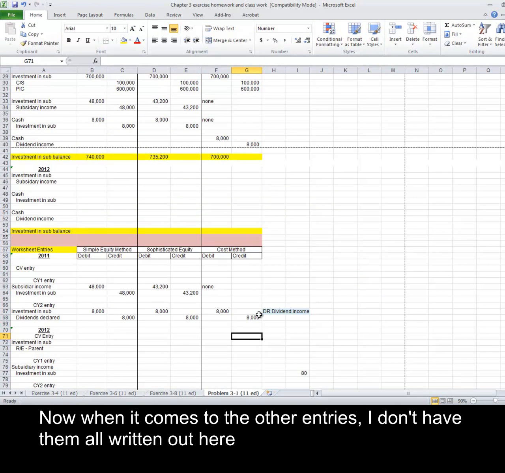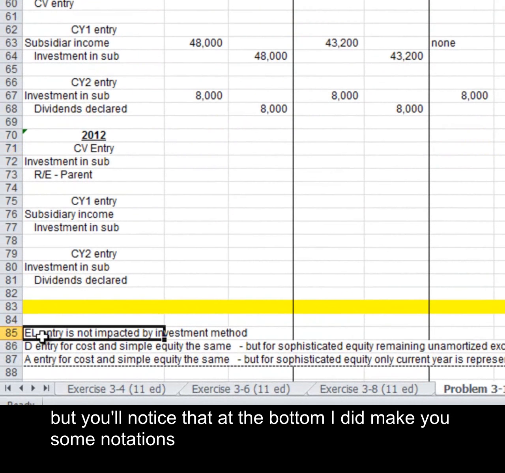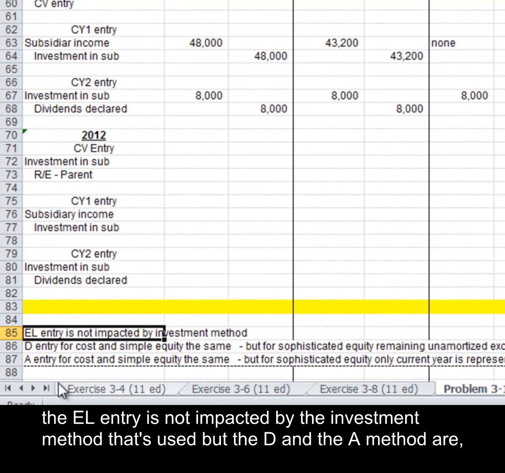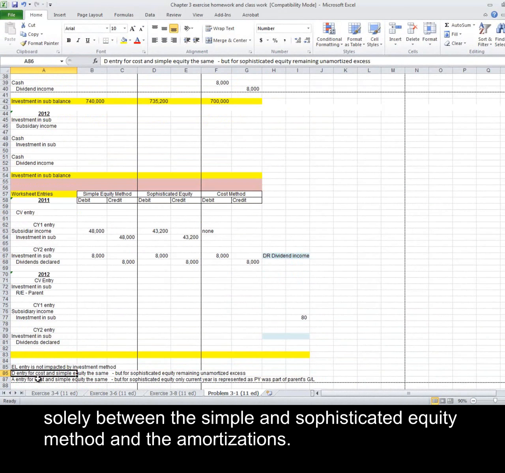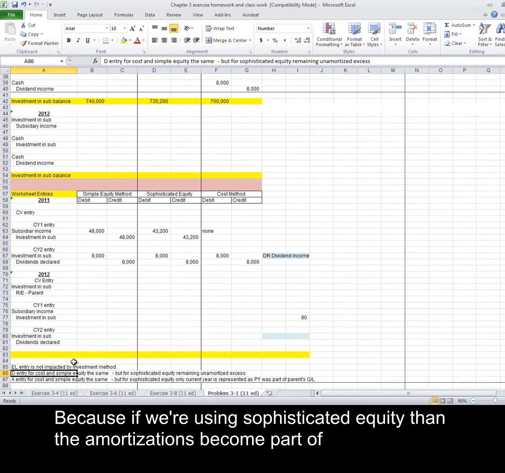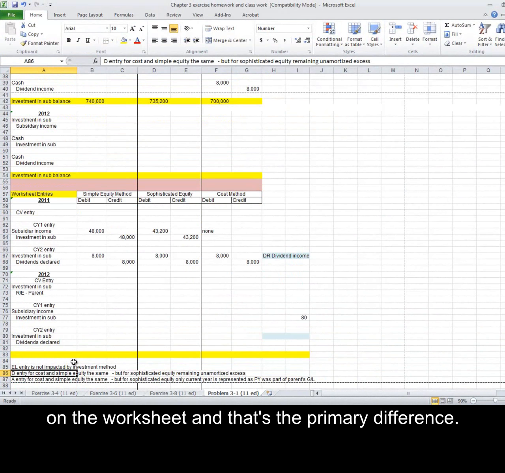Now when it comes to the other entries, I don't have them all written out here, but you'll notice that at the bottom I did make you some notations. The EL entry is not impacted by the investment method that's used, but the D and the A method are. And the difference comes in solely between the simple and sophisticated equity method and the amortizations. Because if we're using sophisticated equity, then the amortizations become part of the actual general ledger and are not needed on the worksheet, and that's the primary difference.